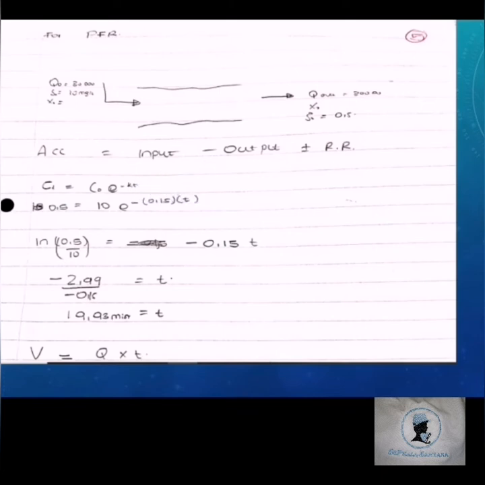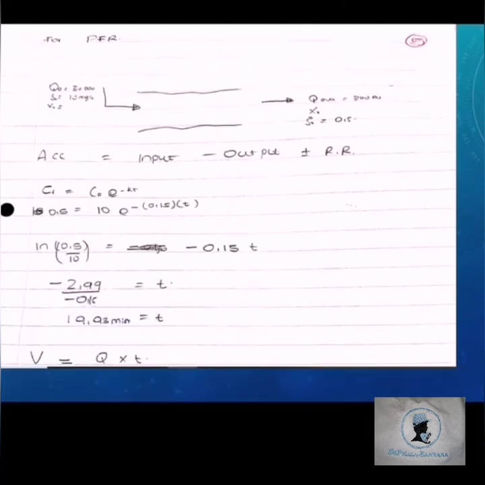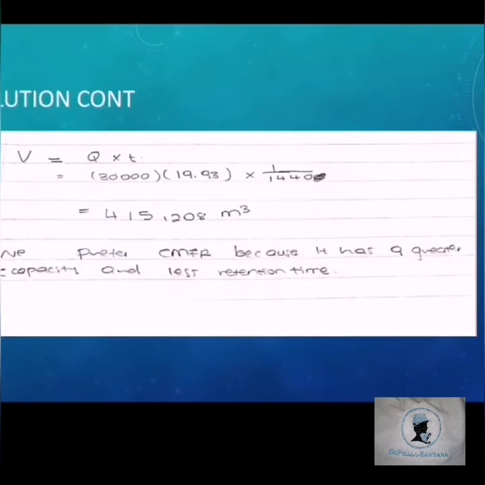I do not have them in mind, so I copied from my clip sheet directly to my answer sheet, which was CT equals C not e to the power of negative kt, and the e drops out of that. And then I found my time to be 19.98 minutes. And then to get my volume, I say flow rate multiplied by the time, and we get 415.20 meters cubed as our volume. So remember, here I was trying to convert this time.